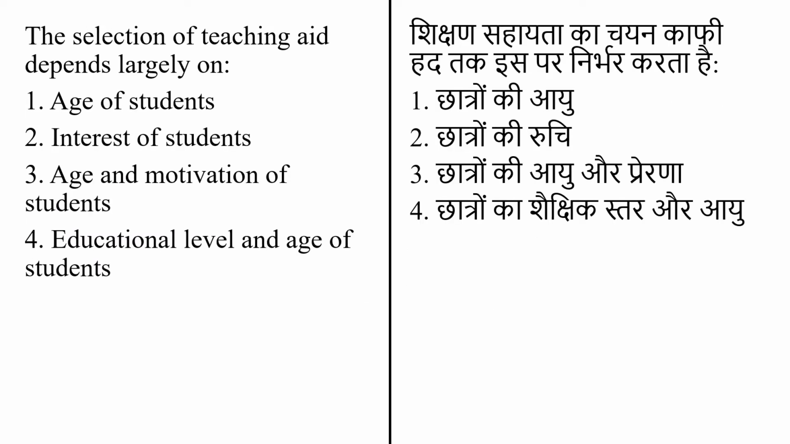The selection of teaching aid depends largely on. So here they ask you about the selection of teaching aid, which largely depends on which of the given factors. The first option is age of the student, second is interest of the student, third is age and motivation of the student, and the last one is educational level and age of the student. First, understand what a teaching aid is.